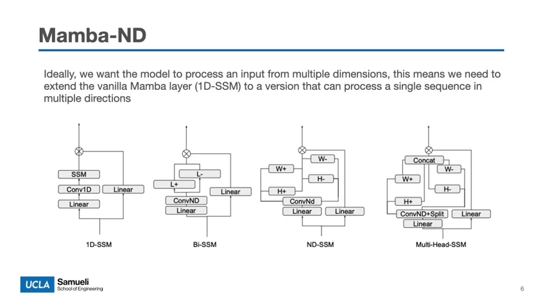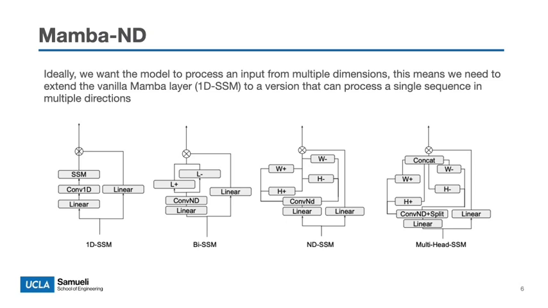This means that we need to extend the vanilla Mamba layer, also known as 1D SSM, to a version that can process a single sequence in multiple directions. In the standard 1D SSM layer shown in this graph, the sequence is only processed in sequential order. In the bidirectional SSM, the sequences are processed in 2 orders, forward and backward. In the ND-SSM, the sequence is processed in n orders. For 2D data, it is processed in the 4 orderings shown in the previous slide. For 3D data, it is processed in 3 different orders.